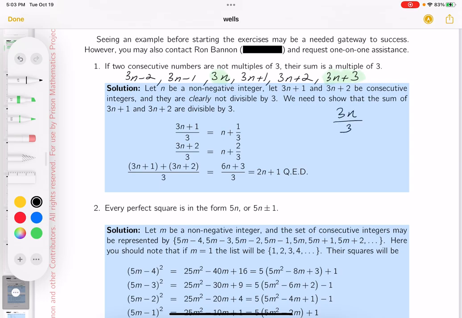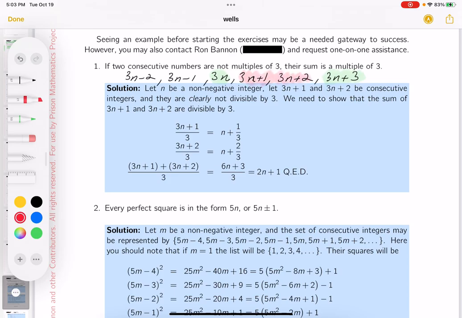3n divided by 3, you get n. 3n plus 3 divided by 3, you get n plus 1. Again, it is an integer, they divide by 3. That's not a problem. What I want to convince you, though, is that these guys over here that are in between those two are not divisible by 3. I want to convince you of that.